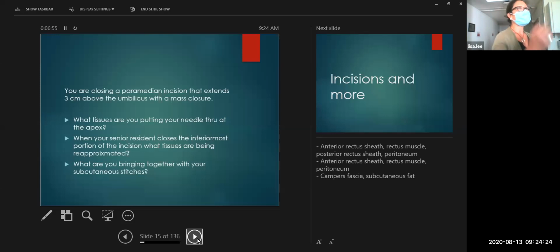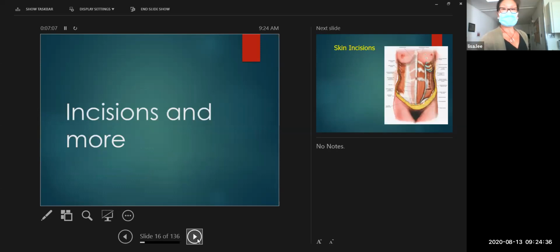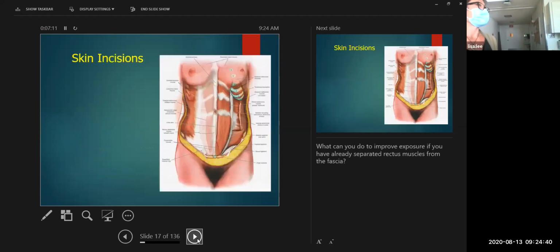Okay, and then when you do your subcutaneous stitches, to close that subcutaneous tissue, I mean, it looks like fat. Ideally, you want to kind of imagine that you're reapproximating that Camper's fascia. Okay, we don't always see it, but theoretically, that's what we want to be putting our little needle through.